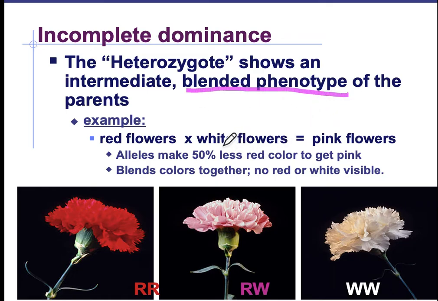The heterozygote shows an intermediate blended phenotype of the two parents. An example would be these flowers. You have a red flower and a white flower, and when you cross them, you get a pink flower. You get the pink flower because the alleles for pigment are only at 50%, because half of them are red and half of them are white. And so you only get 50% of the red color in the flower, making it pink. You do not get any red or white visible individually.